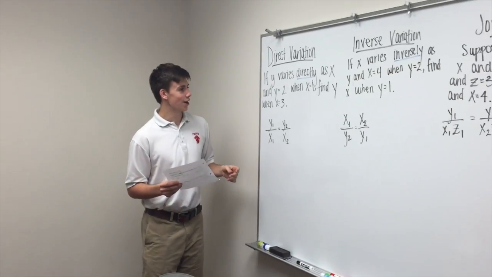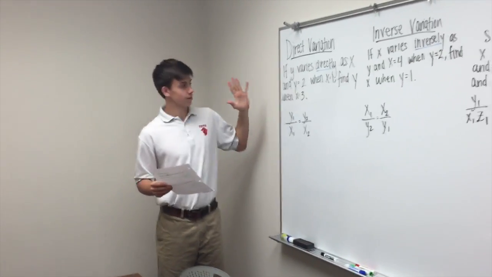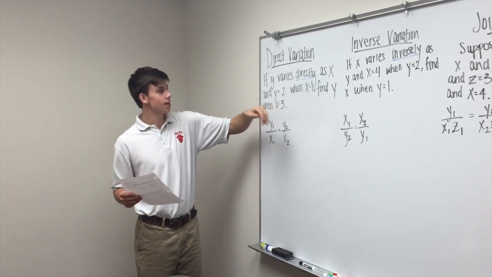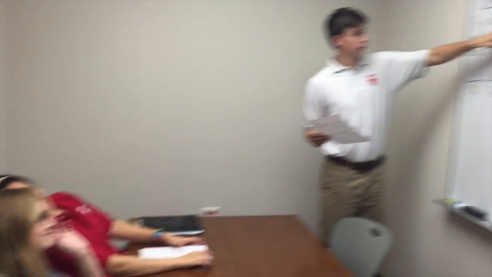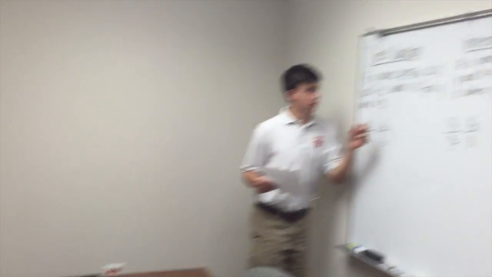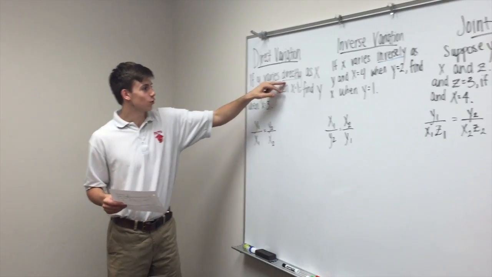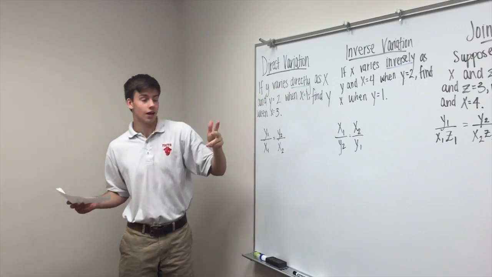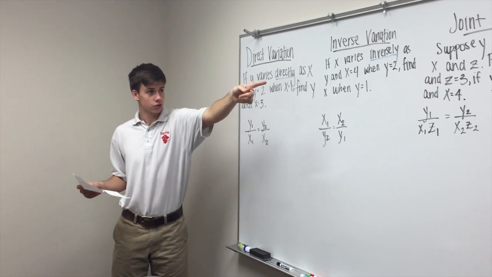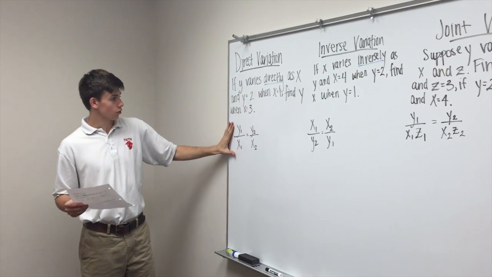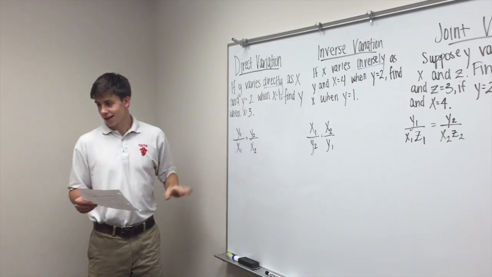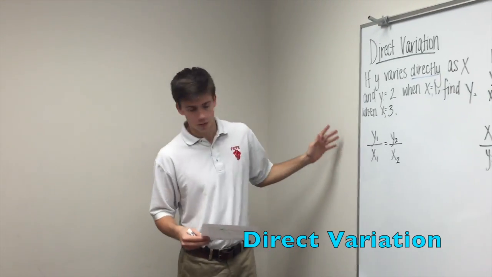You'll get problems like this on your homework, and the problem will say directly, inversely, or jointly. What you'll do is underline or locate the word that says directly, inverse, or joint, and correspond it with your equation. Okay, let's start with this first problem.